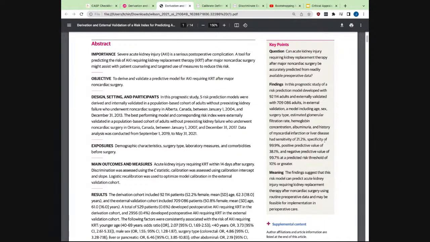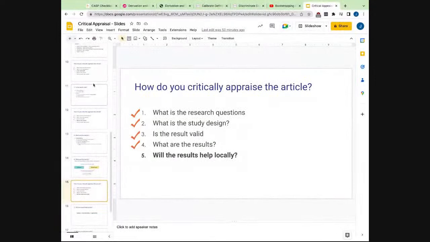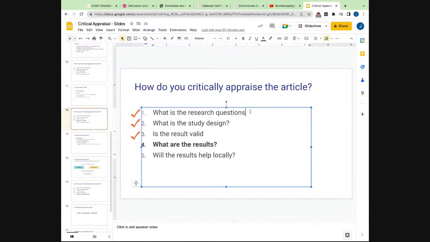So going back to critical appraisal, right? First, what is the research question? They want to look at the risk factors. Can they predict acute kidney injury? And what is the study design? Yes, it's the right study design because it is a cohort. We are looking at prognostic. They did not use a randomized controlled trial. They did not use a case series to study that. They did not use a case control study. So this is a correct way.